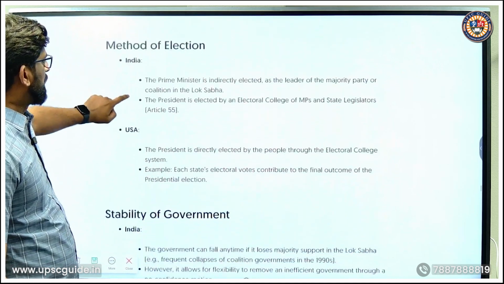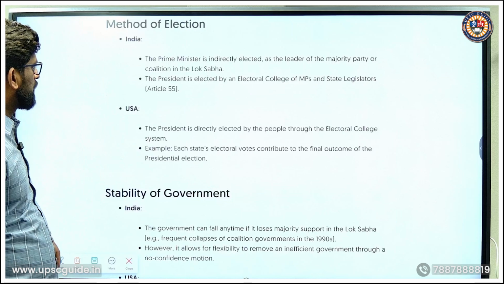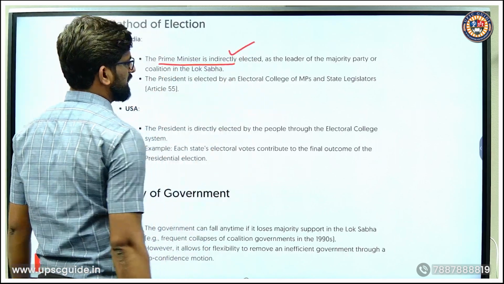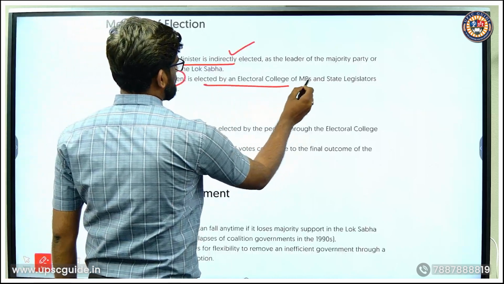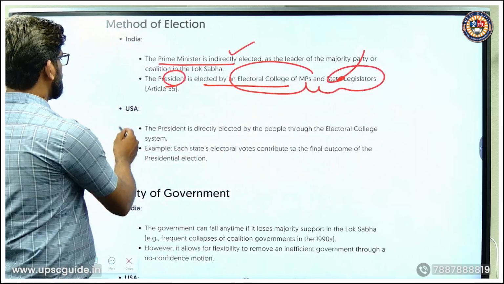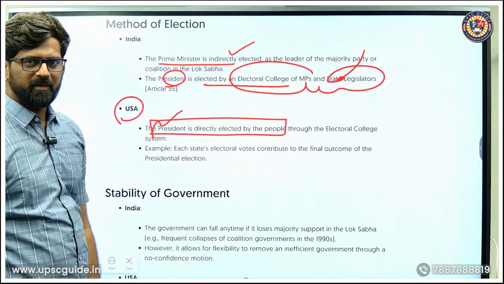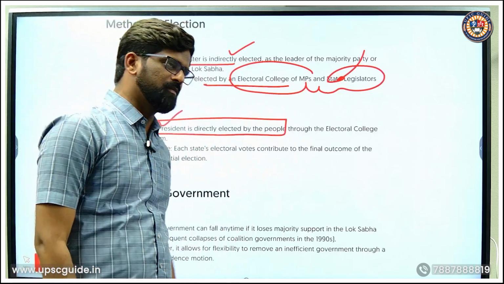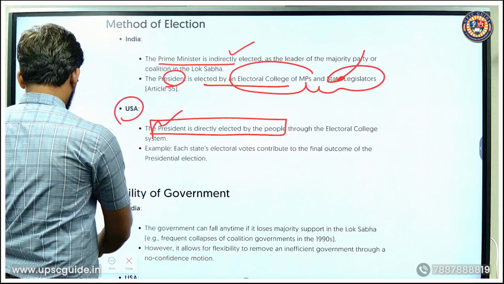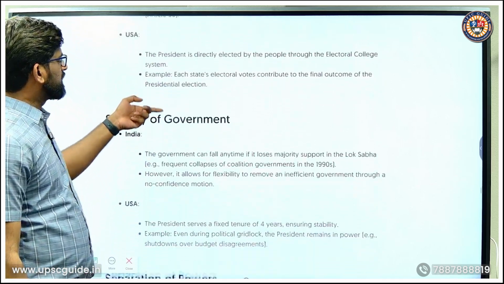Next point is the method of election. In India, in the parliamentary form of government, the head of the government is indirectly elected. The prime minister is indirectly elected, and even the president is elected by an electoral college of MPs and state legislatures, which is also indirect election. While in USA, there is a directly elected president. So when it comes to the parliamentary system, there is an indirectly elected prime minister, while in USA there is a directly elected president.